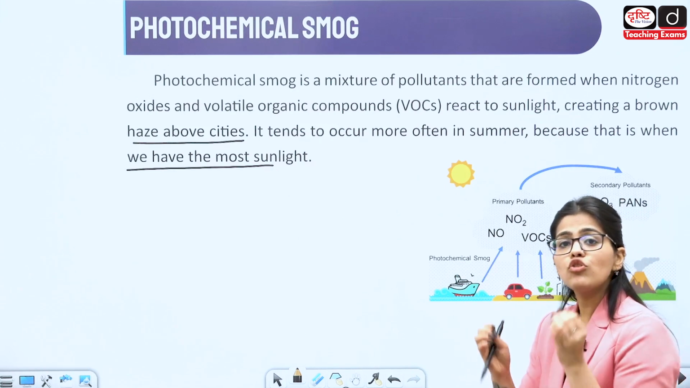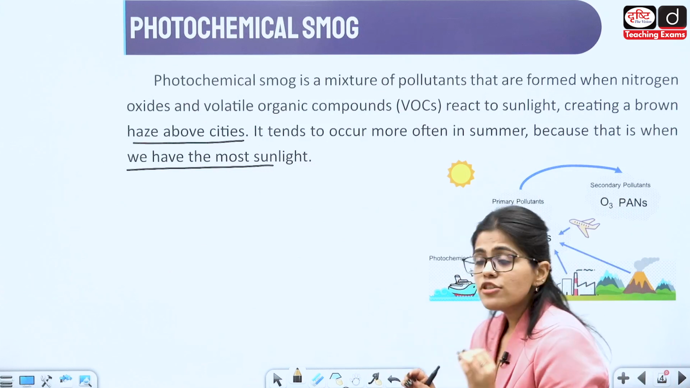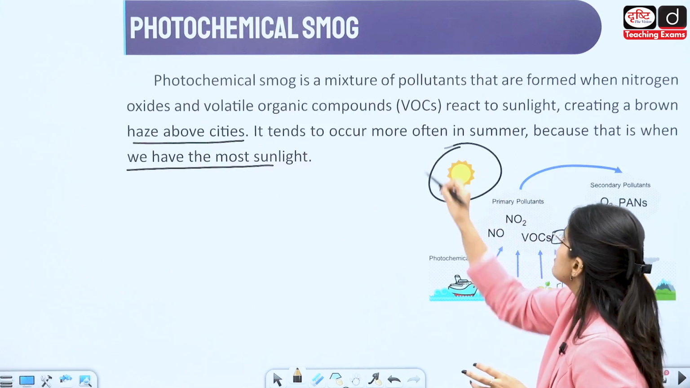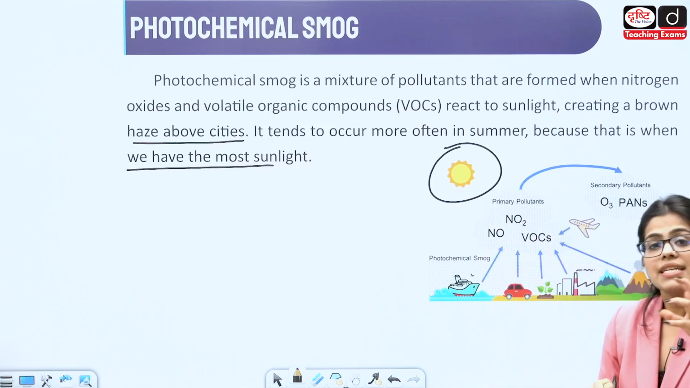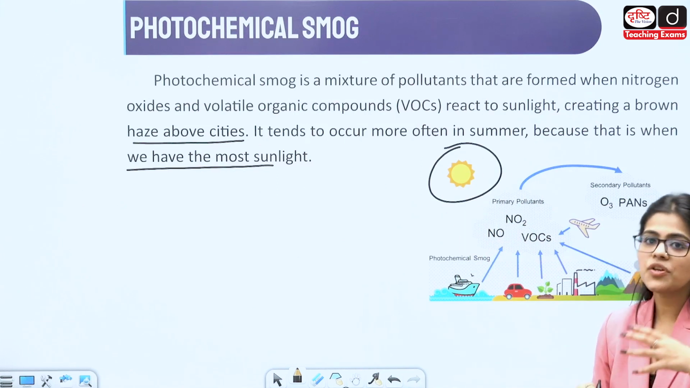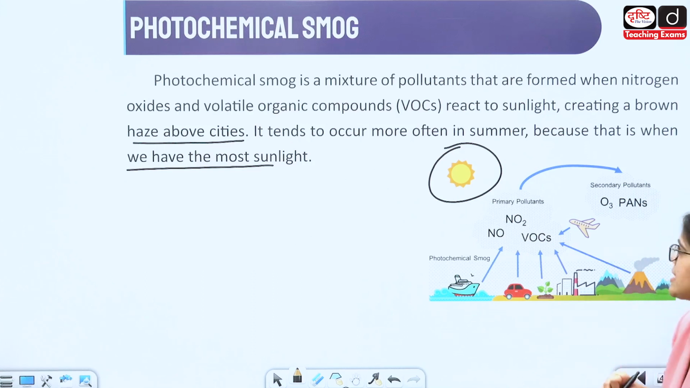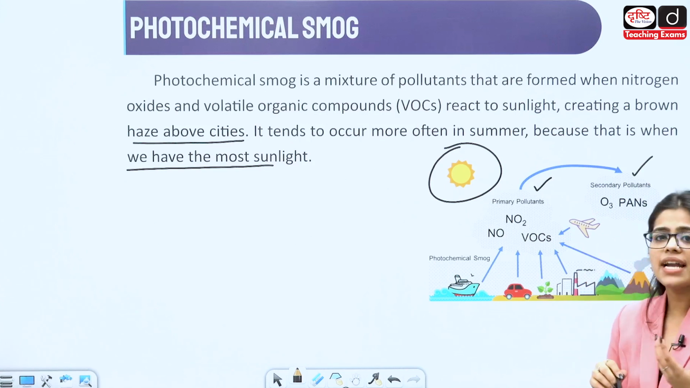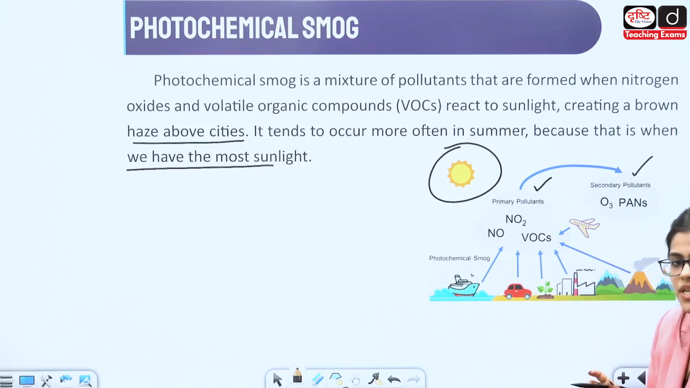It is called photochemical smog, right? So photochemical, by just knowing the process, you know that the sun would be involved in this process. It is greatly seen in the summer time because sunlight is more during this time. There are some primary pollutants and secondary pollutants. What are primary pollutants? We discussed that in the previous video also.